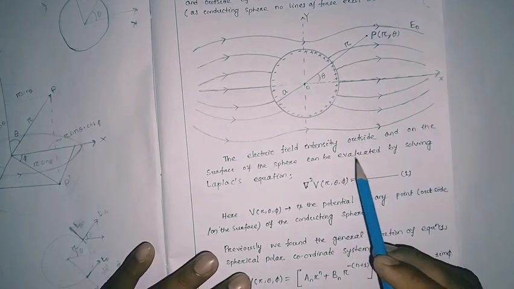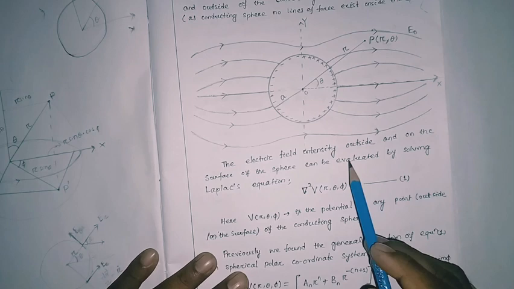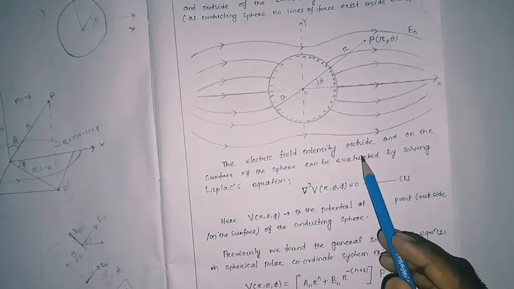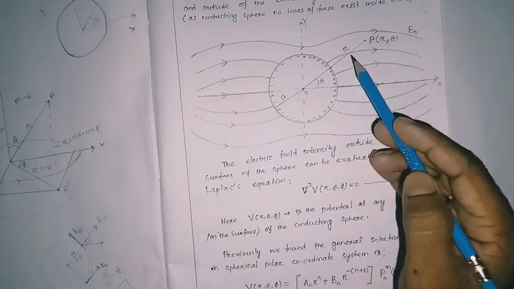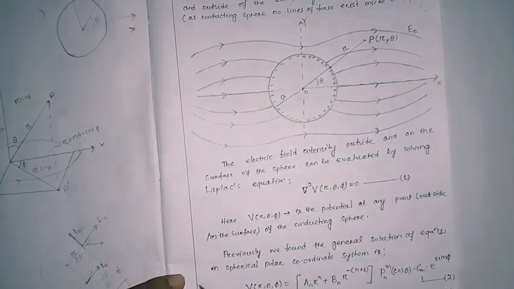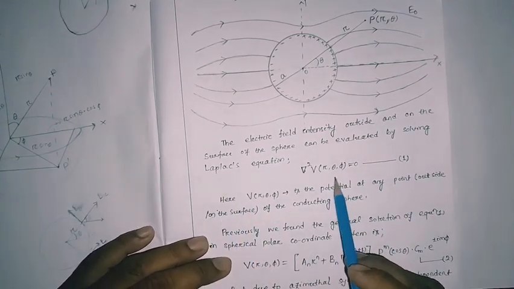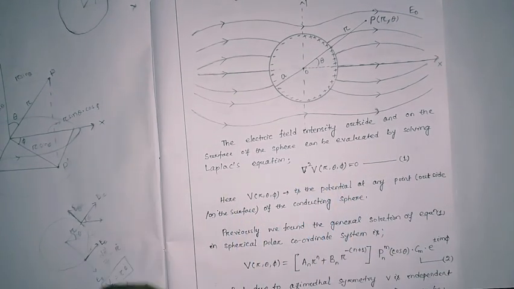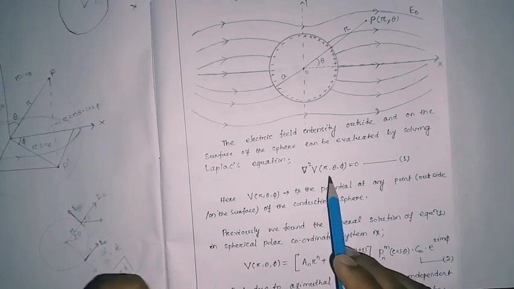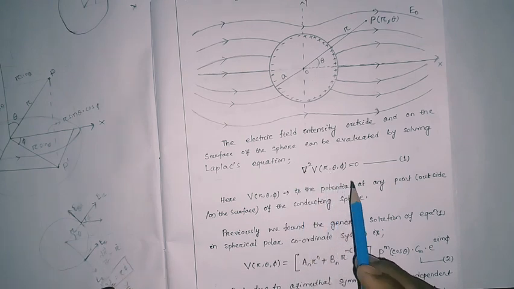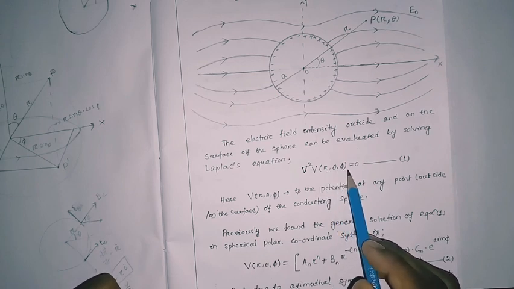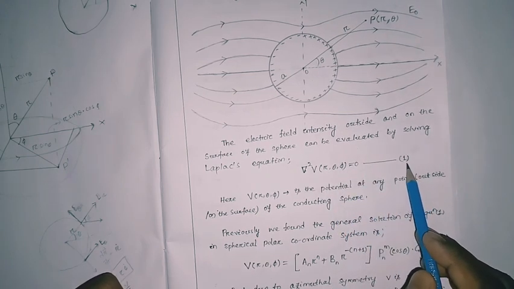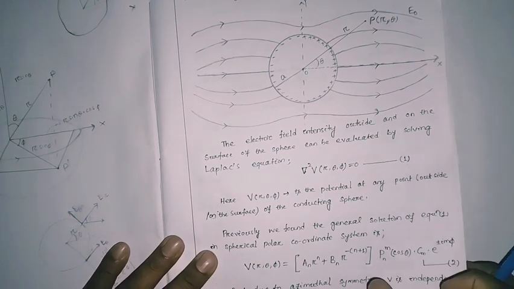So to evaluate the electric field intensity and potential outside and on the surface of this sphere, we are going to use the Laplace equation in spherical polar coordinate system: del square V(r, theta, phi) equals 0. Let this be equation number 1.